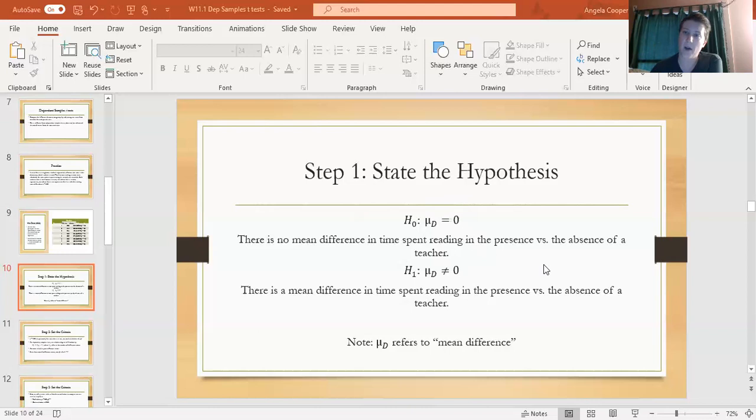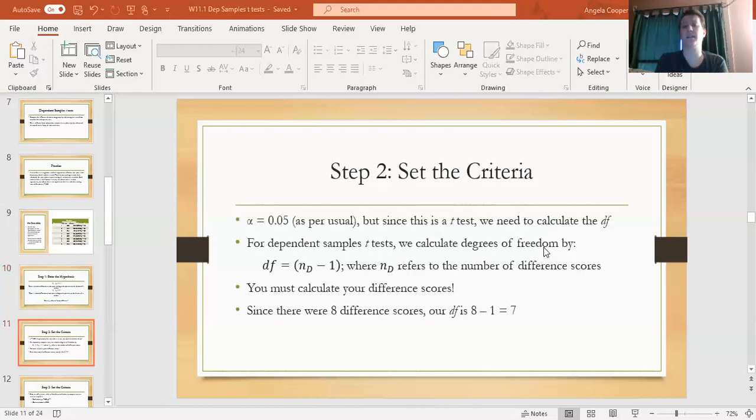So we have our null and alternative hypotheses stated here. Again, our null hypothesis is saying that the mean difference will be equal to 0. There's no difference between the time spent reading with or without the teacher in the room. And the alternative hypothesis is saying the opposite: there is a mean difference in time spent reading with and without the teacher in the room. So now we have to set the criteria.